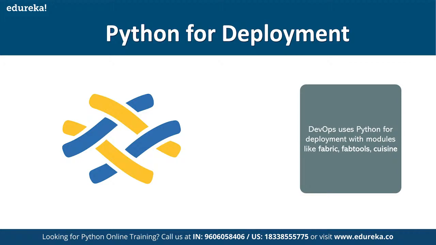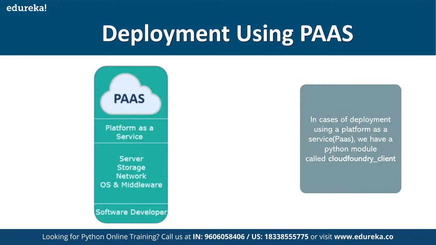And for DevOps, if you want to develop modules and all, you have other libraries called Fabric, FabTools, and Cuisine. And for deployment on PaaS, which is platform as a service, you have a library called Cloud Foundry Client. So mostly what we are trying to convey in the last 3-4 slides is that you pick any one area and we have a library in Python. There is not even one area you can say we don't have.